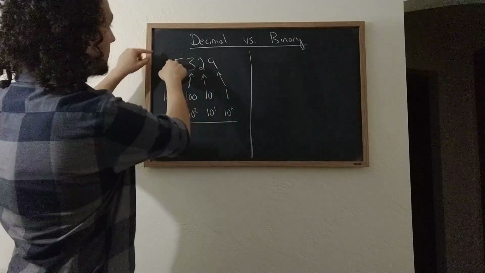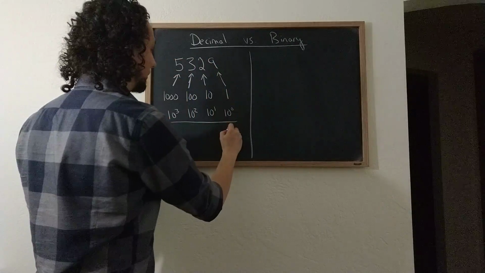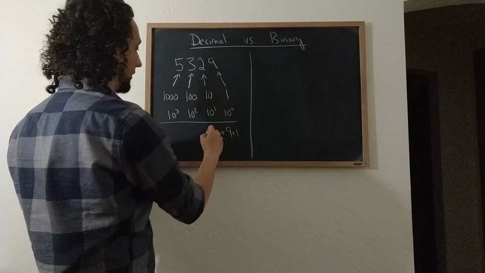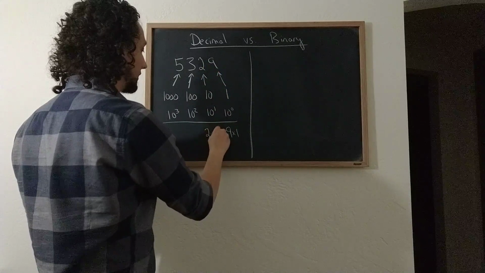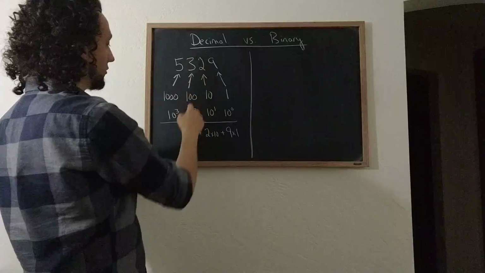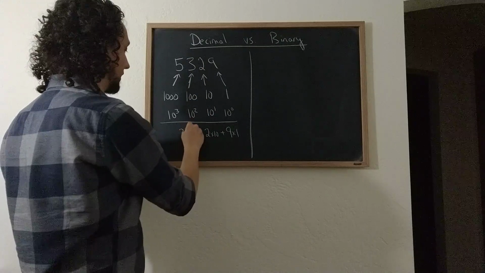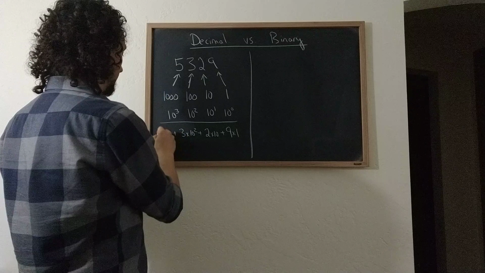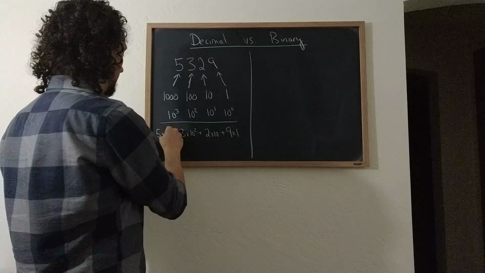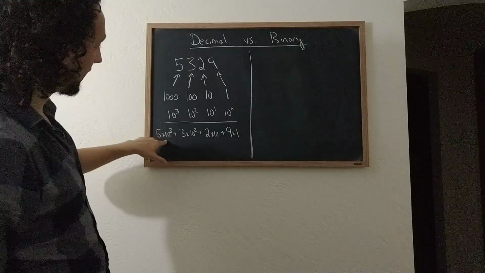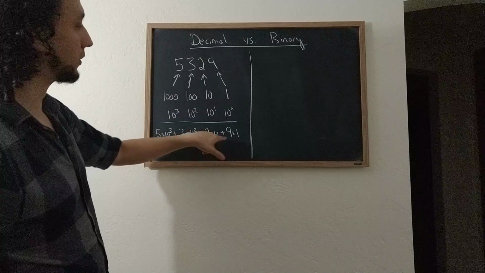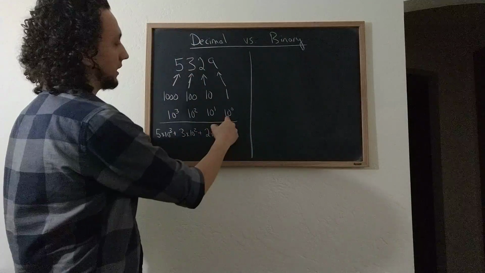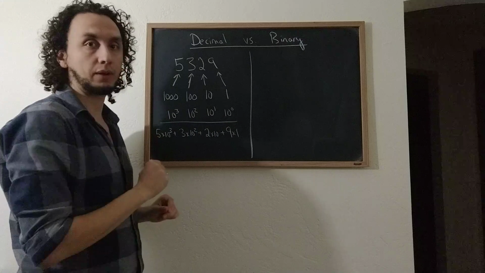And so what these numbers are telling me is how many ones are there? 9 ones. How many tens are there? 2 tens. How many hundreds are there? 3 hundreds. And how many thousands are there? 5 thousands. And if I add up 5,000 plus 300 plus 20 plus 9, I get this number. And it's being represented in terms of how many different powers of 10 there are.